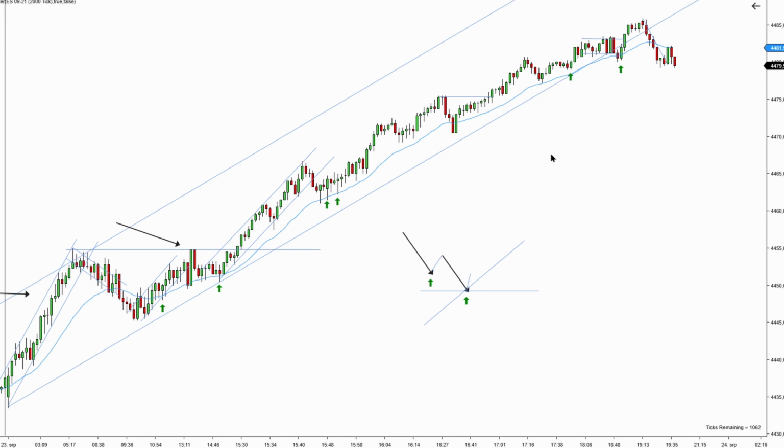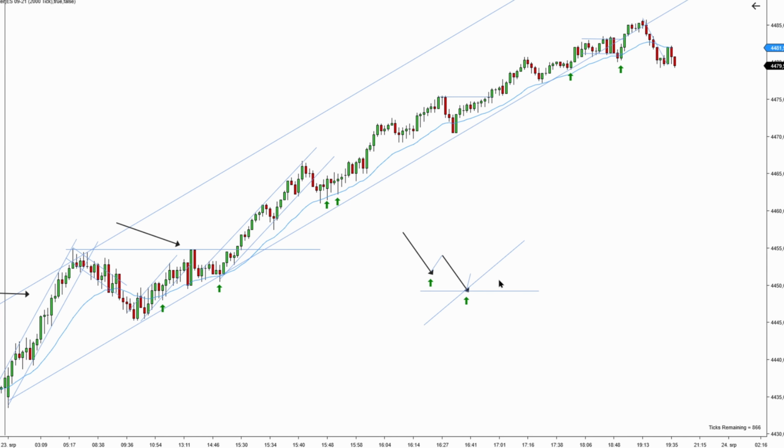Key entry points. That's where all the magic happens. This is where all the high probability setups occur, and this is the only thing that you need to pay attention to. Your goal in trading is to find where the key entry point is located, because at the key entry point, high probability setups will occur.